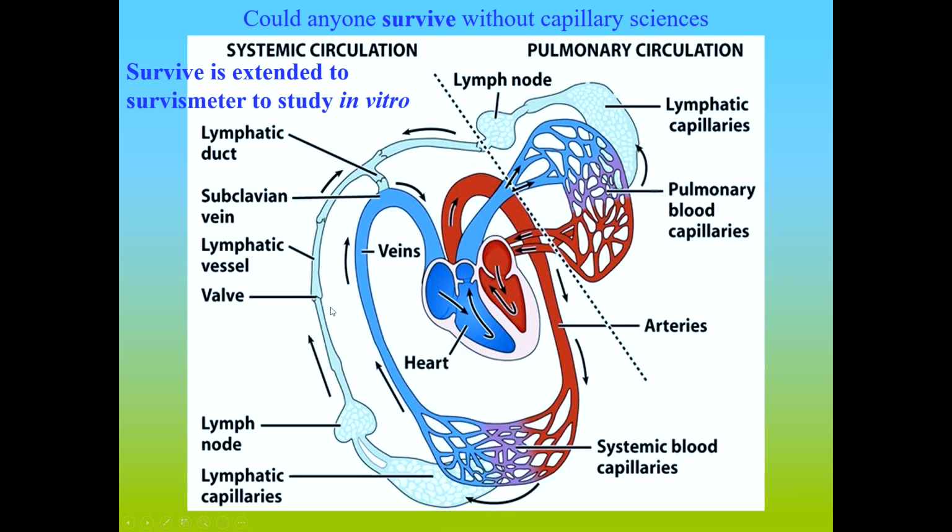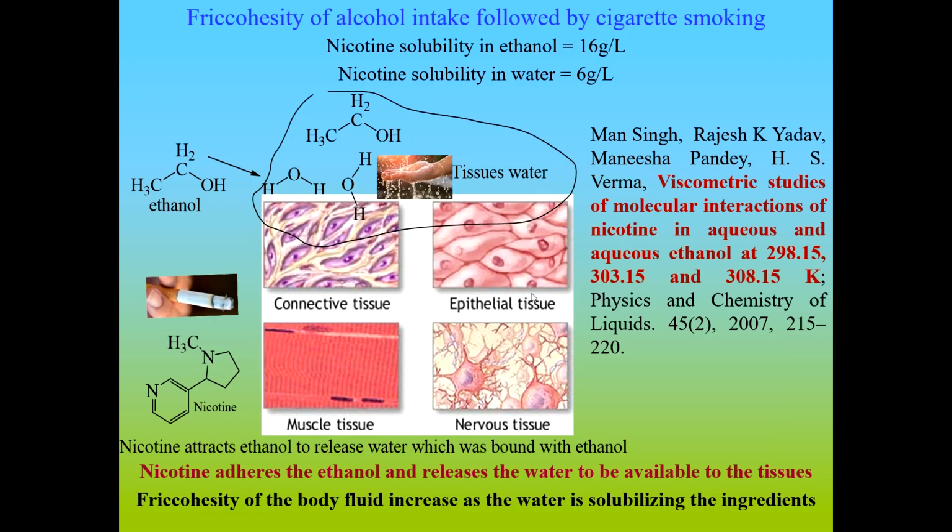And we can say that capillary science is a fundamental science. No one can survive without capillary science. The oxygen taken in through respiration is trapped by the alveoli and then the RBC, and it goes into the blood, and through the blood it goes to the heart, and the heart pumps, and oxygen comes with this. So what happens within this capillary? Survismeter means survive without capillary, so this is extended as survismeter. Capillaries are fundamental science, and without this no one can survive.